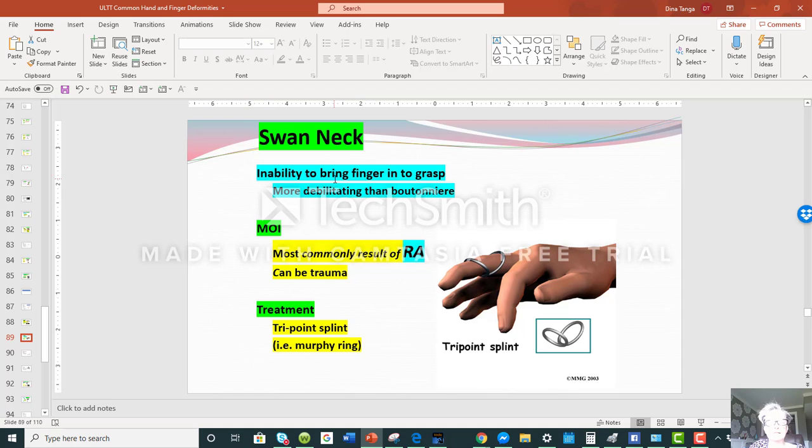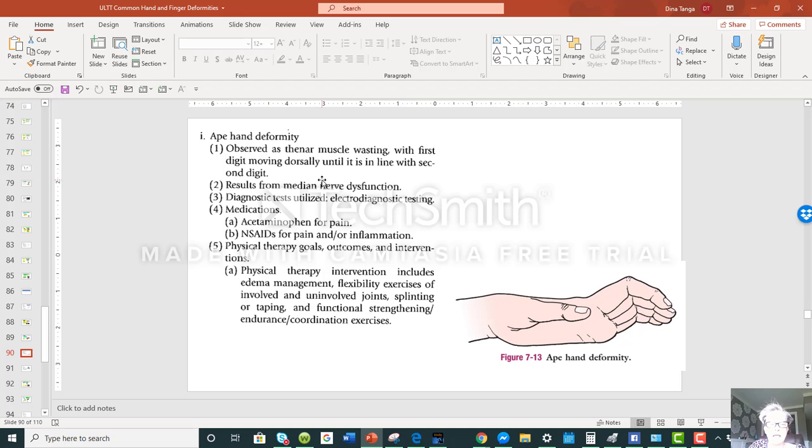Swan neck, inability to bring finger in to grasp, more debilitating than a boutonniere. Mechanism of injury, most commonly result of RA, can be trauma. And here's a tri-point splint right here. Interesting. Ape hand deformity observed as thenar muscle wasting with first digit moving dorsally until it is in line with second digit. Results from median nerve dysfunction.